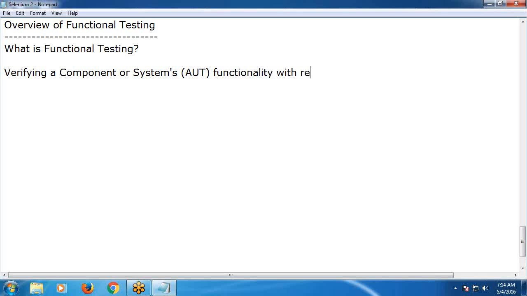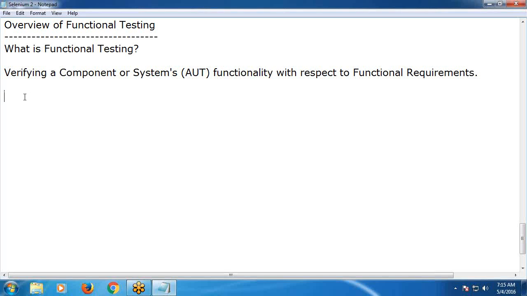with respect to functional requirements. Functional testing can be applied on units also. Functional testing can be applied on individual components and on integrated system. Okay, forget about this component functional testing. Our area is system testing.